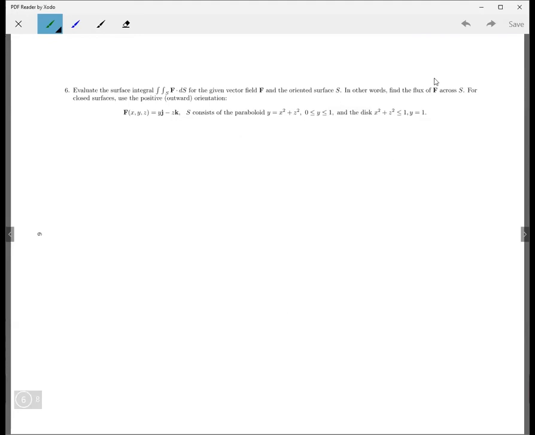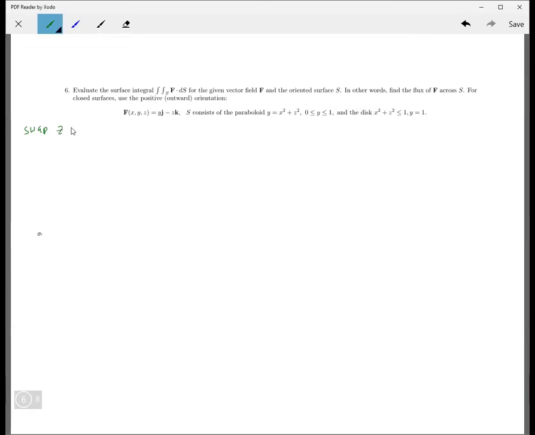Okay, so what's happening here is that you have this paraboloid here. So this is kind of awkward because this is y equals on the paraboloid, and we're used to having z equals. So you can do that one trick that I told you about.